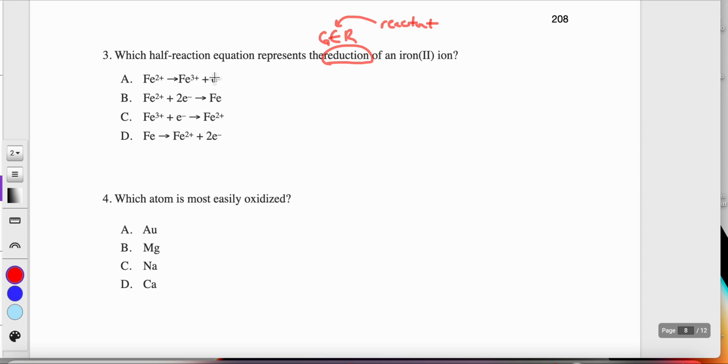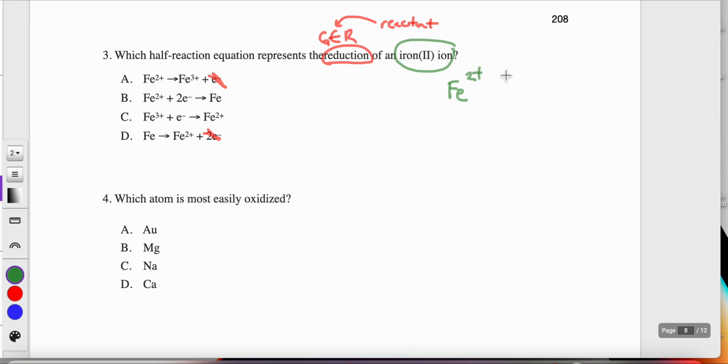the product side. So I'm going to eliminate A, and I'm going to eliminate D because the electrons are being shown on the product side. So now I'm left with B and C. So my answer has to be about iron 2. So iron 2 symbol is Fe, and the Roman 2 tells us its charge, so it's using a +2.